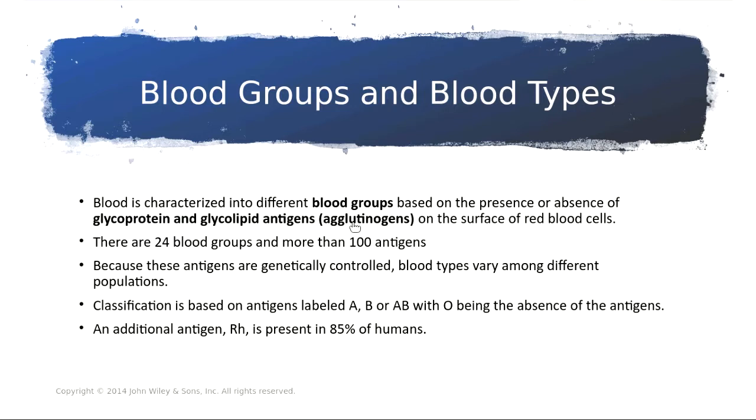Within a given blood sample, we have more than one blood type. There are at least 25 blood groups and more than 100 antigens on the surface of red blood cells. Because these antigens are genetically controlled, blood type may vary between people. But we want to discuss only two of these groups. One of them is ABO and the other one is Rh. And you need to know that this additional Rh group is present in about 85% of the population.